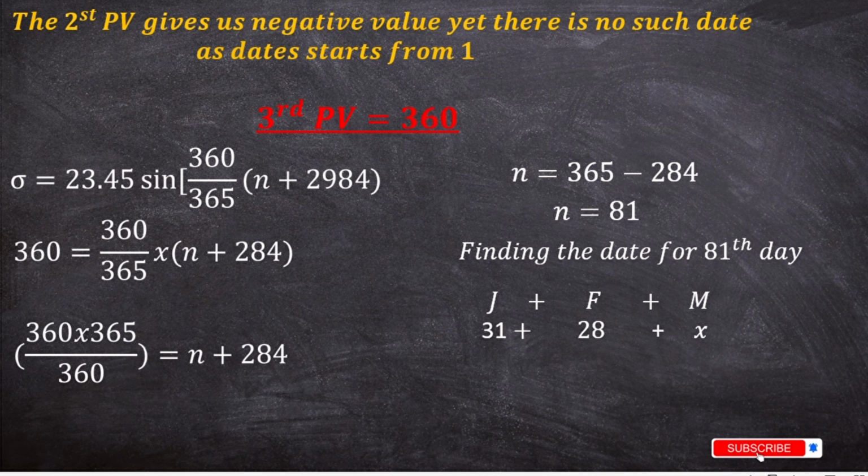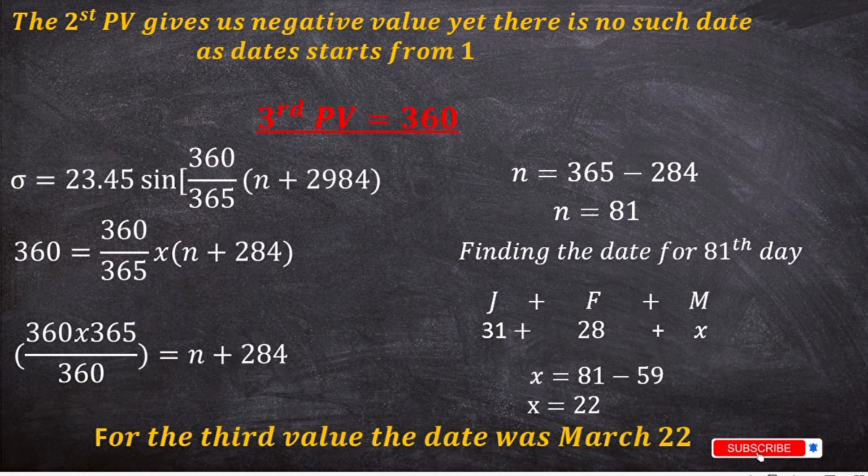Finding the value of x, x equals 81, which is our nth day, minus the known 31 plus 28, which is 59. We get x as 22. Replacing x with 22, the date will be 22 March. So for the third value, the date is March 22. Moving on to substitute for our fourth value, which is 540.